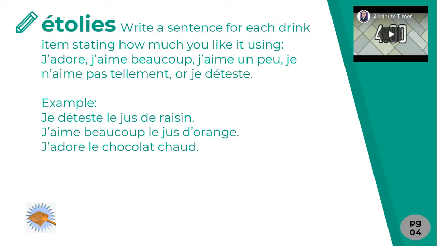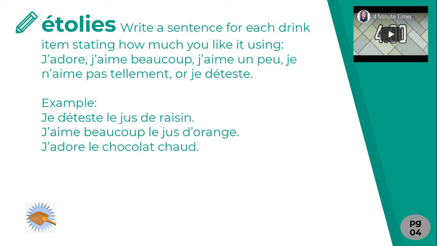So you're going to use j'adore, j'aime beaucoup, j'aime un peu, je n'aime pas tellement, or je déteste. For example, I hate grape juice. Like, not happening. So I'm going to write je déteste le jus de raisin on my paper. However, I like orange juice a lot, so I'm going to write j'aime beaucoup le jus d'orange when I get to orange juice. And when I get to hot chocolate, I'm going to write j'adore le chocolat chaud because that's something I love.